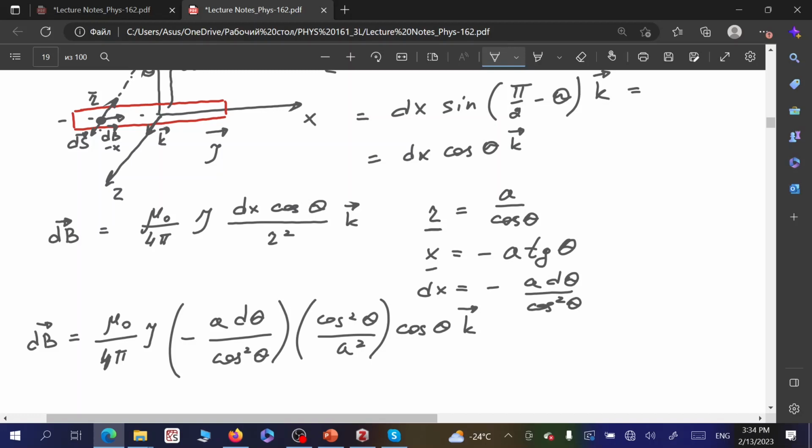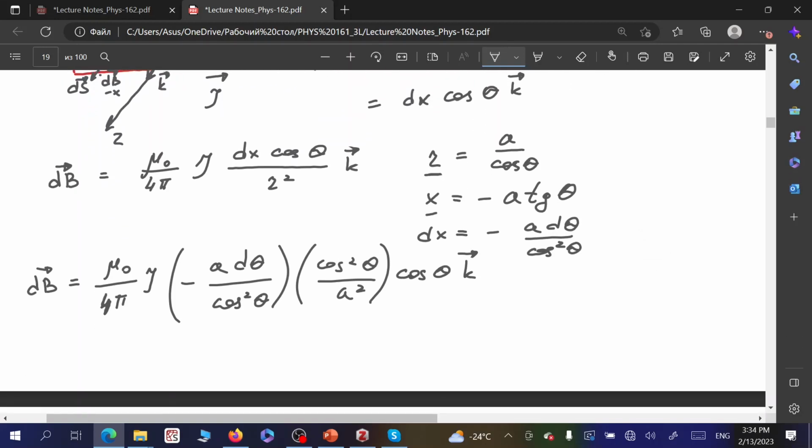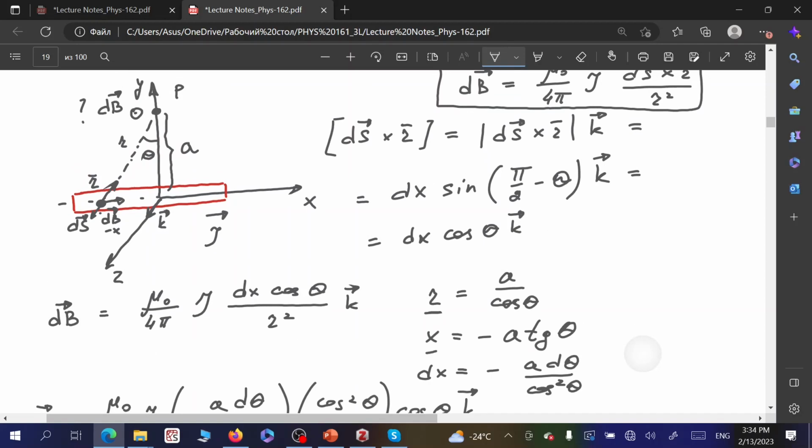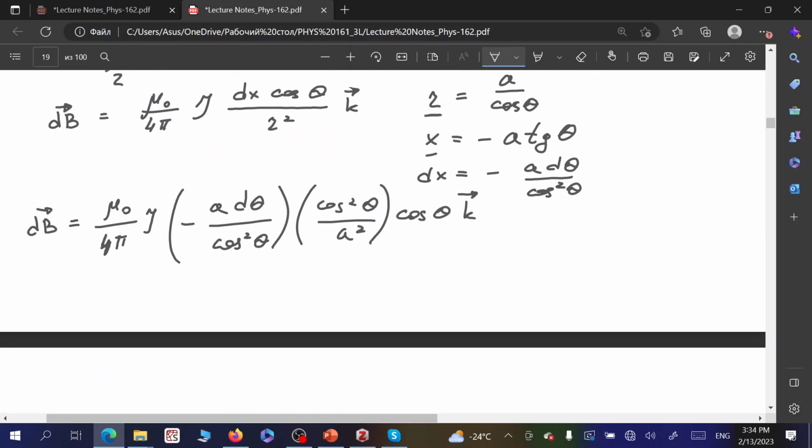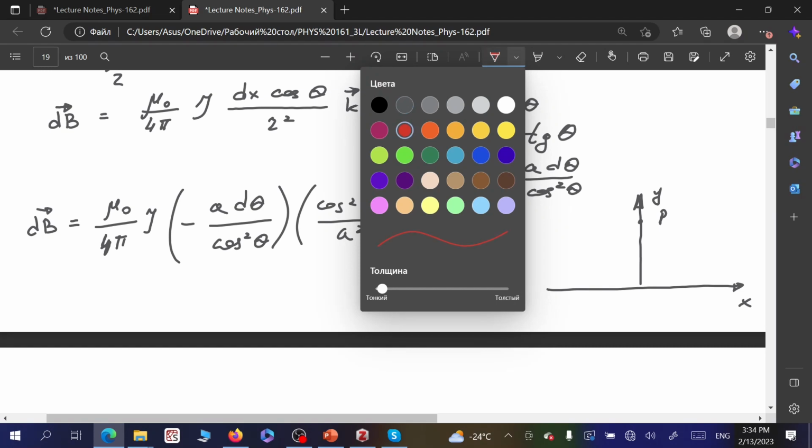Okay, so now we have pretty much everything we need. We need only to define what will be the range of integration in order to get the contribution to the magnetic field from the whole conductor. So let us draw this system simplified in order not to have too overcrowded an image. So we have axes x and y here, and here is our point P, where we want to determine the resultant magnetic field vector. This is our conductor.